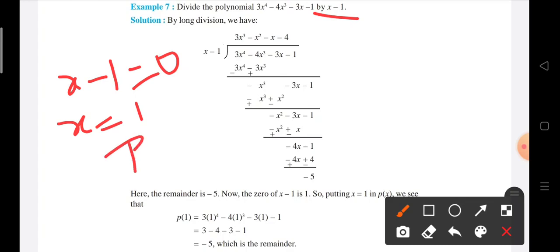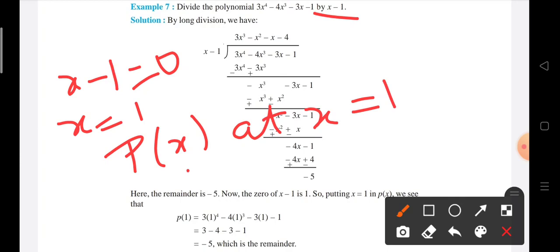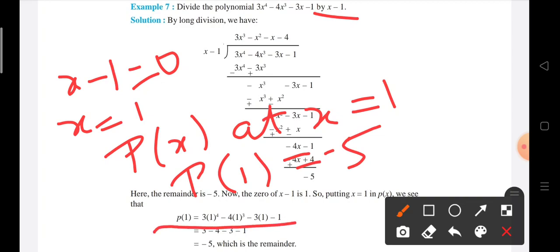Now take the polynomial p(x) and find the value at x equal to 1. That p(1) will be your remainder, that is minus 5. Check. We place the value x equal to 1. So what we get? 3x to the power 4 minus 4x to the power 3, that is 1 to the power 3, minus 3 into 1 minus 1. So when you solve it, you will get directly the remainder, which is equal to minus 5.